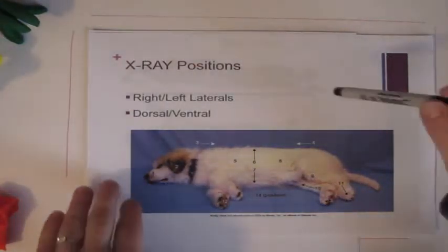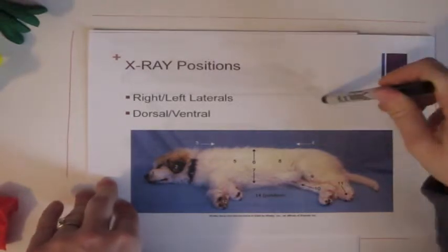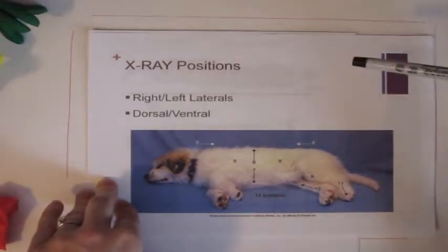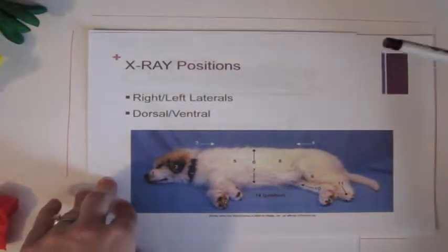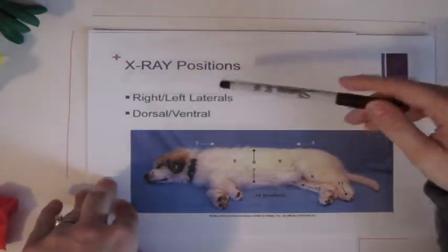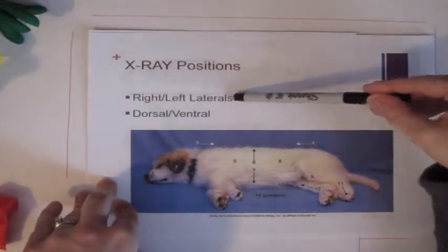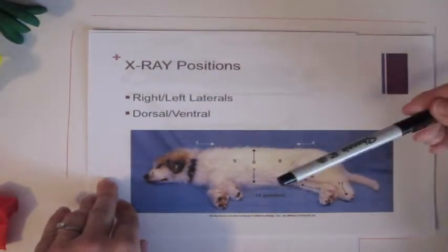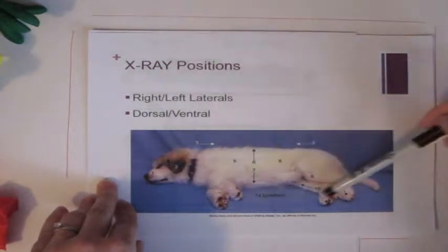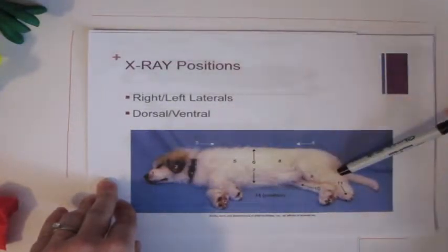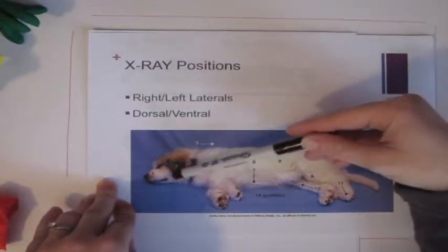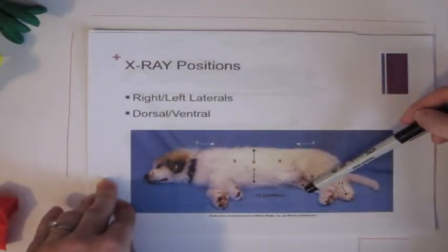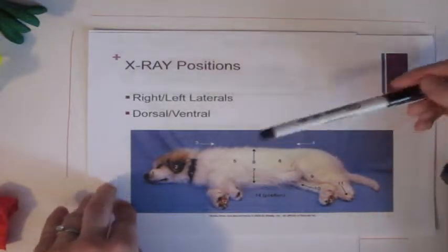Okay. X-ray positions. We have different X-ray positions that we like to lay animals in, and we also have directions, or recumbency is the term for how we put them. Right and left lateral. You have to think of yourself as the animal laying down. This animal is laying on what side of its body? Now be the animal. Lay yourself down, okay? This animal is laying on the right side, okay?